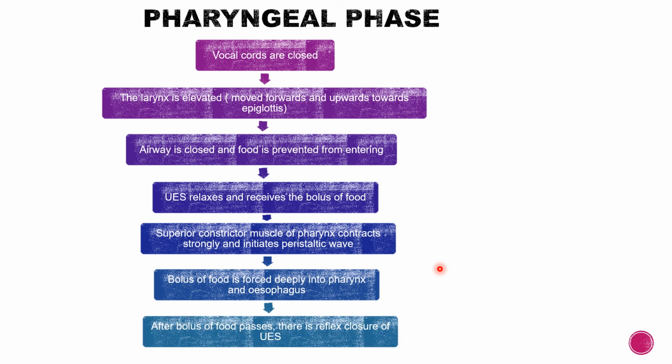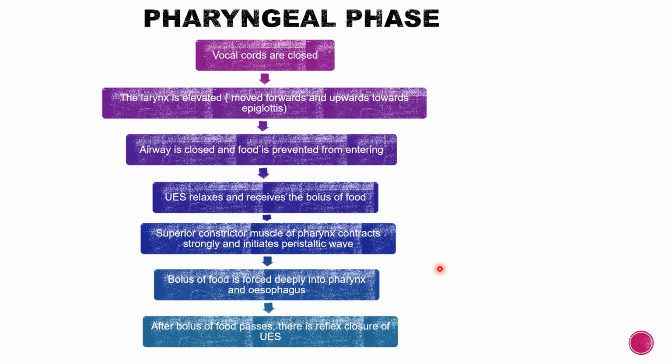After the bolus of food passes from the pharynx to the esophagus, there is reflex closure of the esophageal sphincter. Okay, so what is happening? When we take in food, we voluntarily initiate the swallowing reflex. The food goes and the nasopharynx closes. The food goes from the mouth to the opening of the pharynx, where the pharyngeal touch receptors are activated, and the nasopharynx is closed. As a result, the deglutition reflex is initiated.